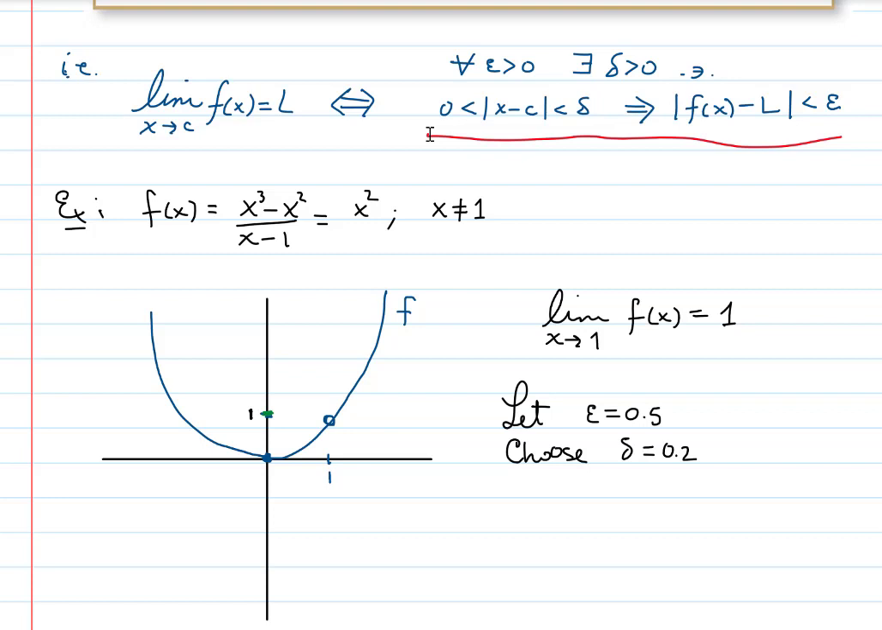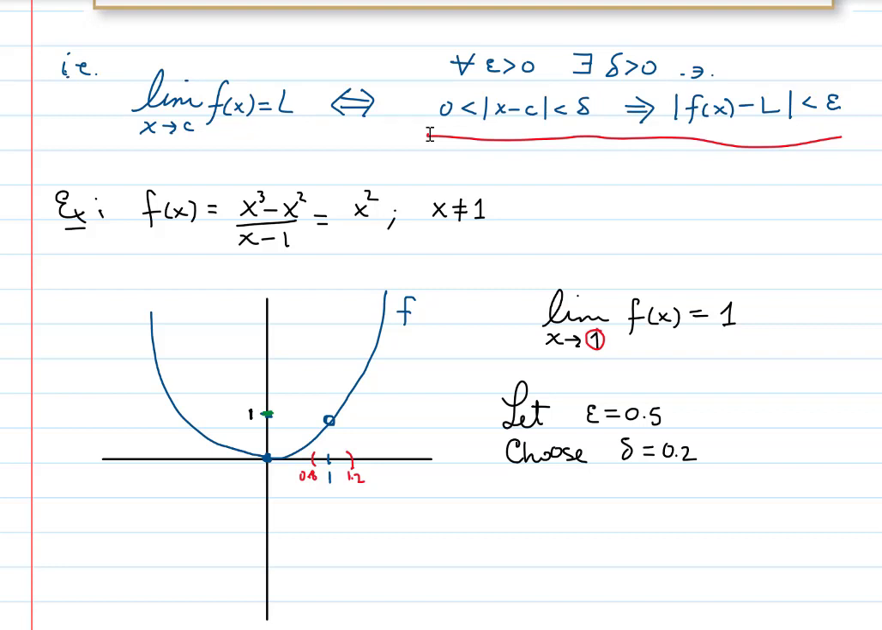In other words, if I pick any x in this neighborhood of delta, where delta is 0.2, this would be 1.2, and this would be 0.8. So you're going 0.2 in each direction of 1, because remember, this is your c right there.